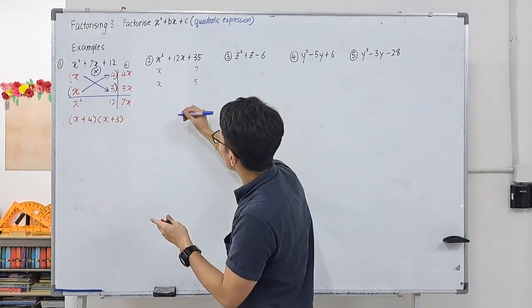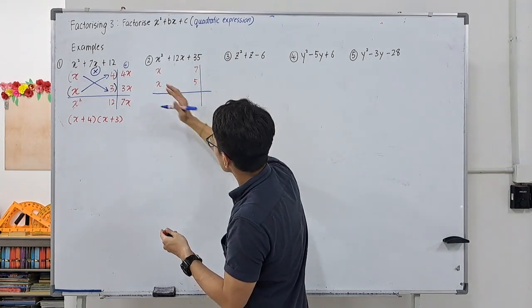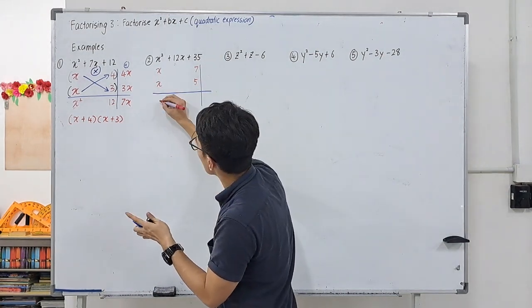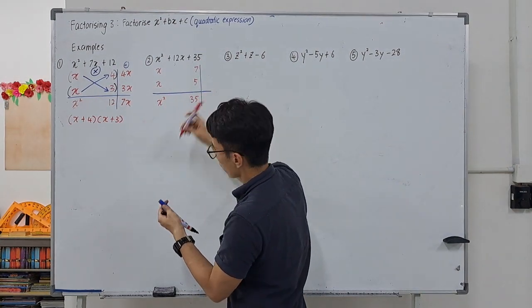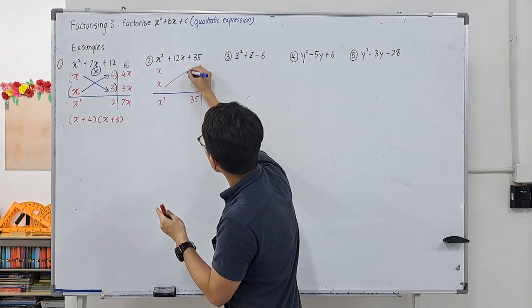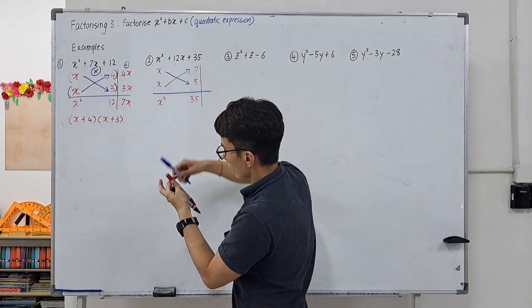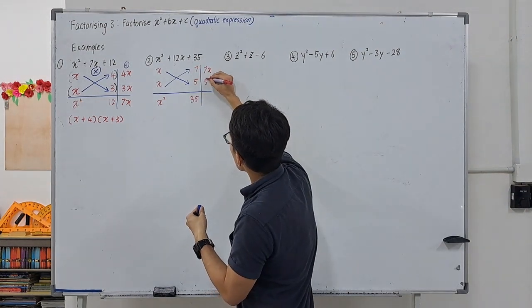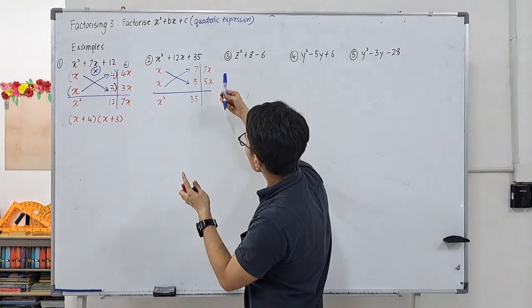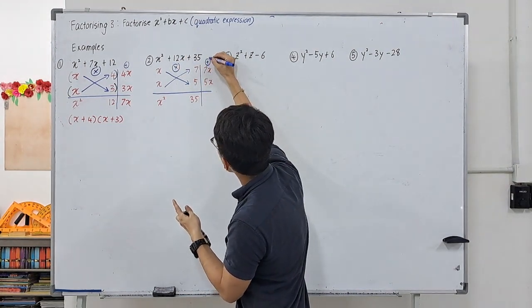So I'm going to draw my table out again. Alright, this is the multiplication zone, so let's do that. So that's x squared, and this guy, it's 35, right? So again, I'm going to cross multiply them. So that will give me 7x and 5x. Again, this is the multiplication zone, and over here, this is the addition zone.